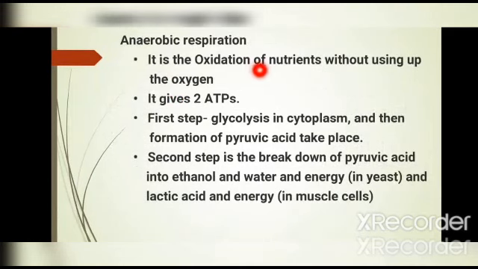Anaerobic respiration is the oxidation of nutrients without using oxygen. It gives 2 ATP. Steps of anaerobic respiration start from glycolysis in the cytoplasm, and then formation of pyruvic acid takes place. In the second step, pyruvic acid breaks down into ethanol, carbon dioxide and energy in the case of yeast cells, and lactic acid and energy in muscle cells.